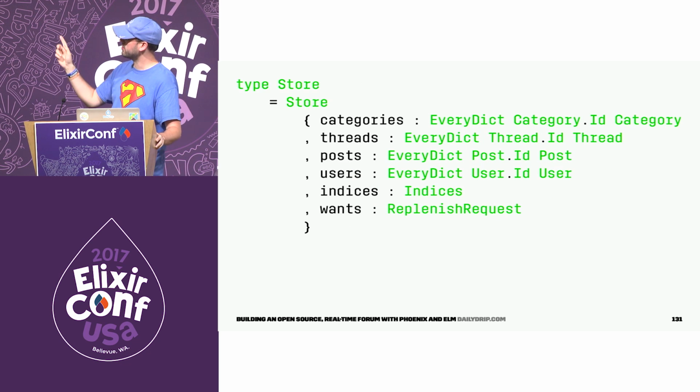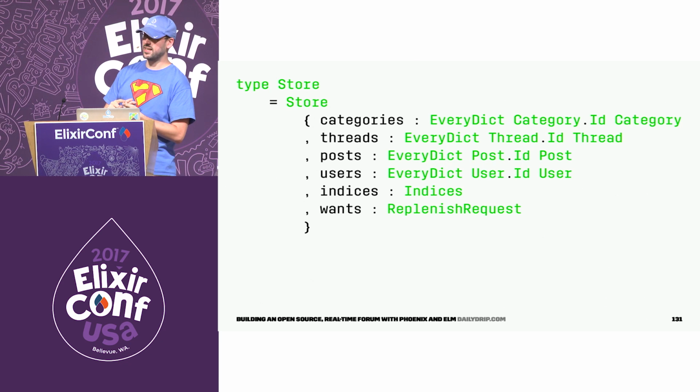The store is really interesting, though. The store is a local database of all the data that I know about. This is what my WebSockets are talking to. So I know about categories and threads and posts and users, and then I have some indexes that I use for doing things like looking up by slug, and then there's this thing called wants that I won't get into. So this is the whole store.